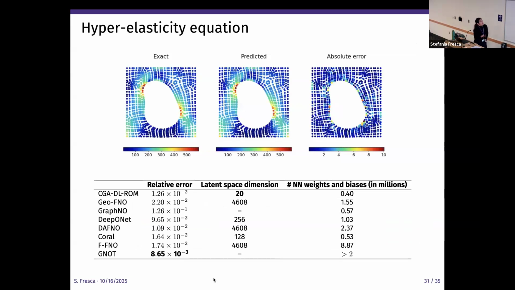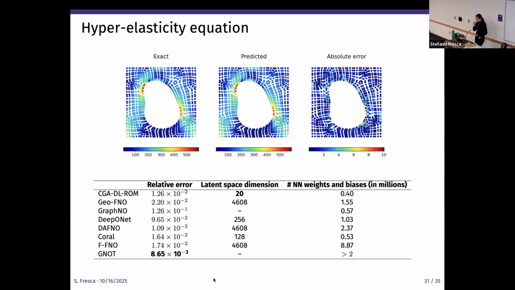Let's start with the hyperelasticity test case. This is a common benchmark for a geometrically parameterized problem. It was proposed in the GEO-FNO paper, and we wanted to use it in order to compare CGA DL-ROM with several baselines in the literature. The goal is to reconstruct the stress field on a geometry made of a points cloud, and the geometrical parametrization describes the topology of the void.